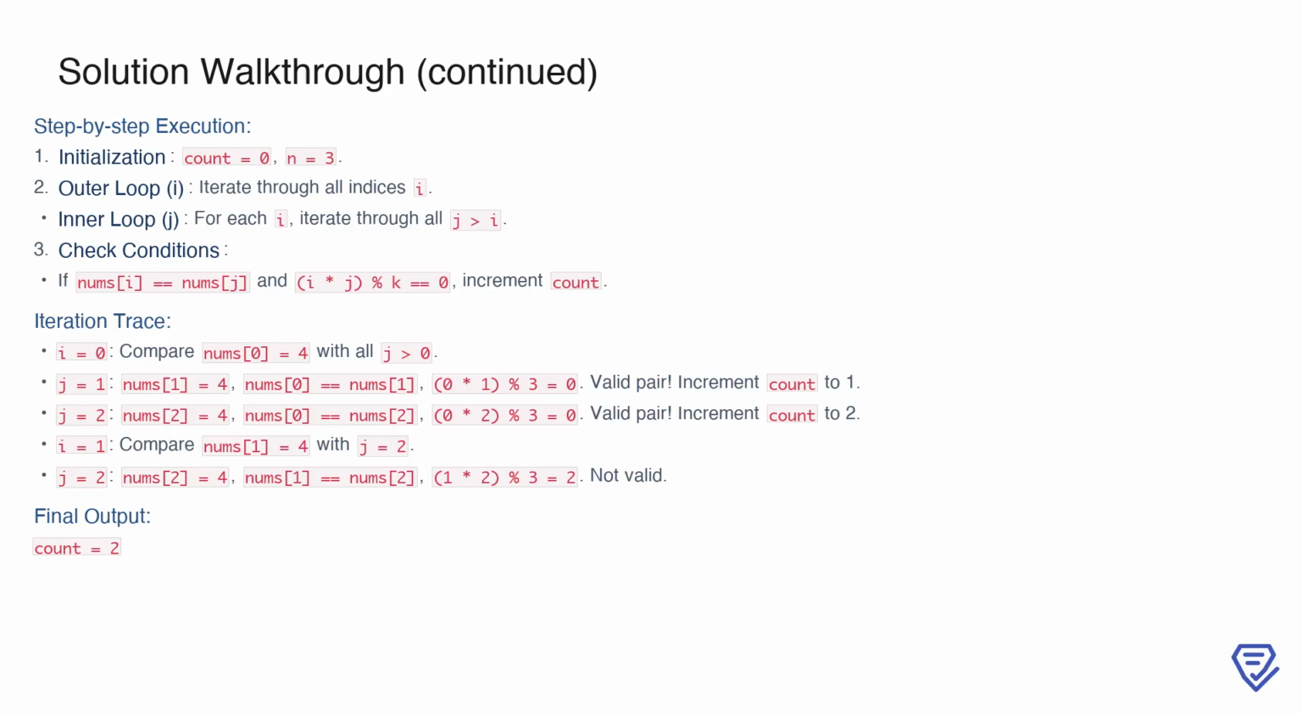increment count to 1. Next, for j equals 2, nums[2] is again 4, and the product, 0 * 2, is also divisible by 3. This gives another valid pair, increasing count to 2. For i equals 1, we compare nums[1] with nums[2]. While the elements are equal, the product, 1 * 2, equals 2, which is not divisible by 3, so this pair is not valid. No further comparisons are needed, and the final count for this example is 2.